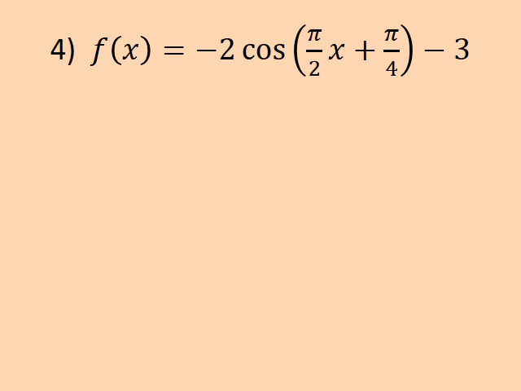Our last example takes into account everything that we've been doing from the beginning. So let's piece together everything and find our transformations. So our negative 3 is our d value. So d is negative 3, which is our middle line.